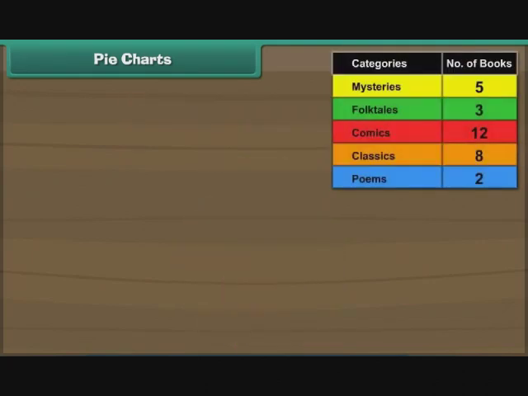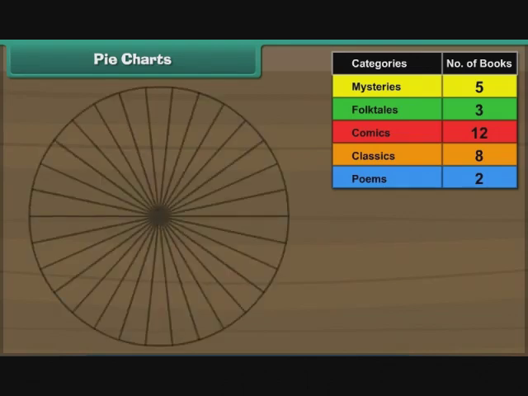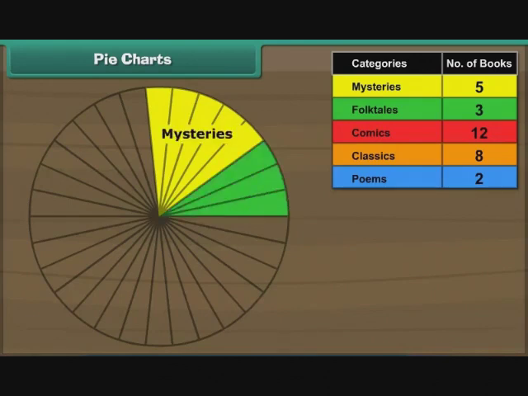Let us now organize Ravi's data with the help of a pie chart. Here is a circle divided into 30 sections. Each section represents a book. Let us color 5 adjacent sections yellow and write mysteries. Let us now color the next 3 adjacent sections green and write folk tales. Now we count the next 12 sections. We color them red and write comics.